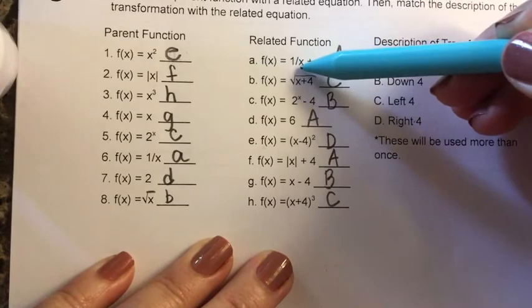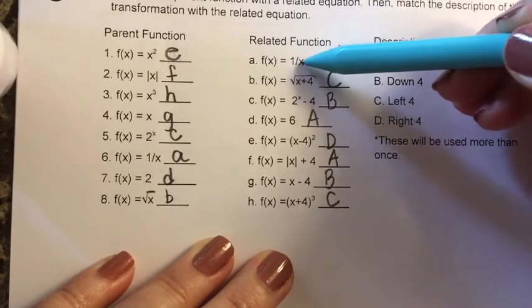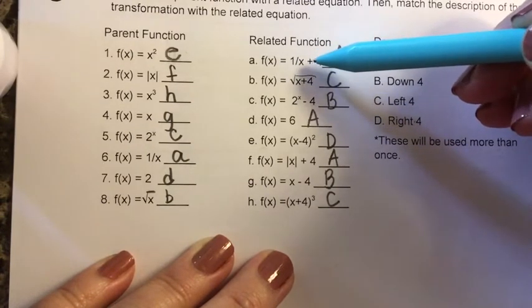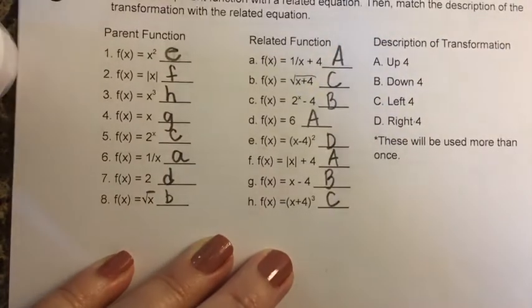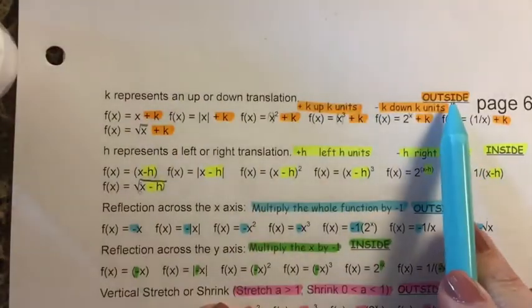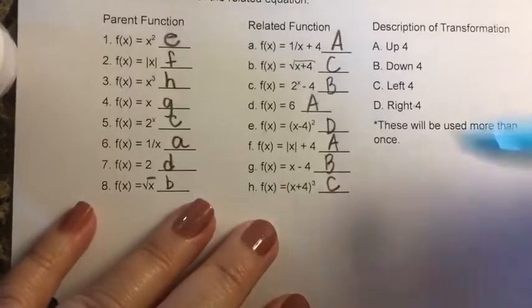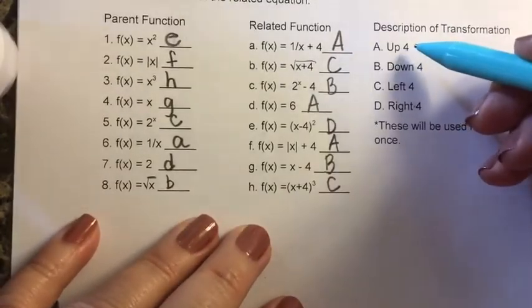X is in the denominator. Plus 4 is not in the denominator with X. Plus 4 is considered to be outside from X. Outside, if you look down at the bottom, outside plus 4 is up k units. That's why I chose up 4.